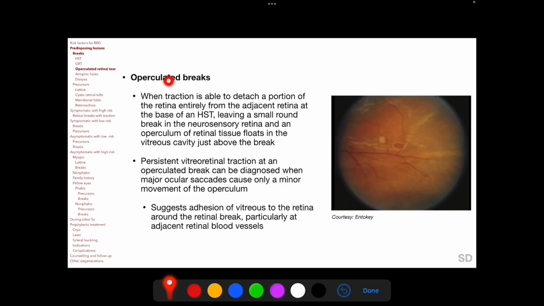An operculated retinal break can occur when vitreoretinal traction is able to detach a portion of the retina entirely from the surrounding retina at the base of an HST, leaving a small round break in the neurosensory retina and an operculum of retinal tissue floating in the vitreous cavity just above the retinal break. After the operculum gets detached from the retinal break, there may or may not be vitreoretinal traction around the retinal break. Persistent vitreoretinal traction at an operculated break can be diagnosed when major ocular movements cause only a minor movement of the operculum, because that suggests adhesion of the vitreous to the retina around the retinal break.